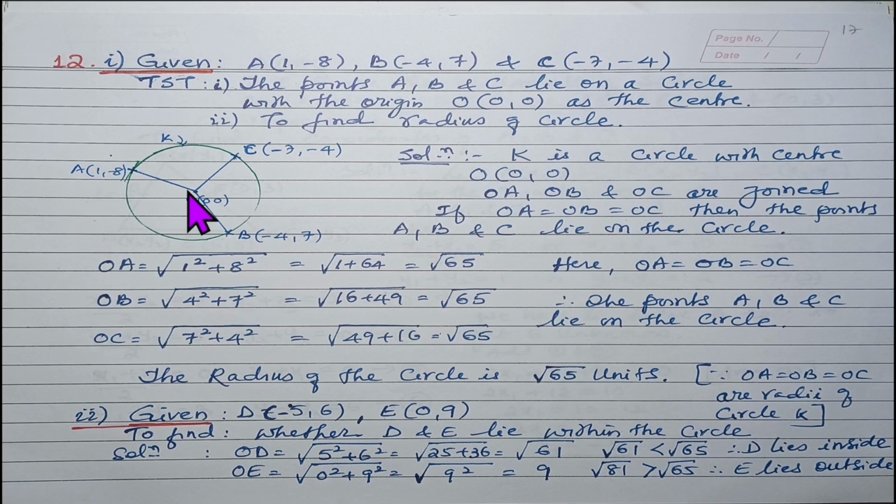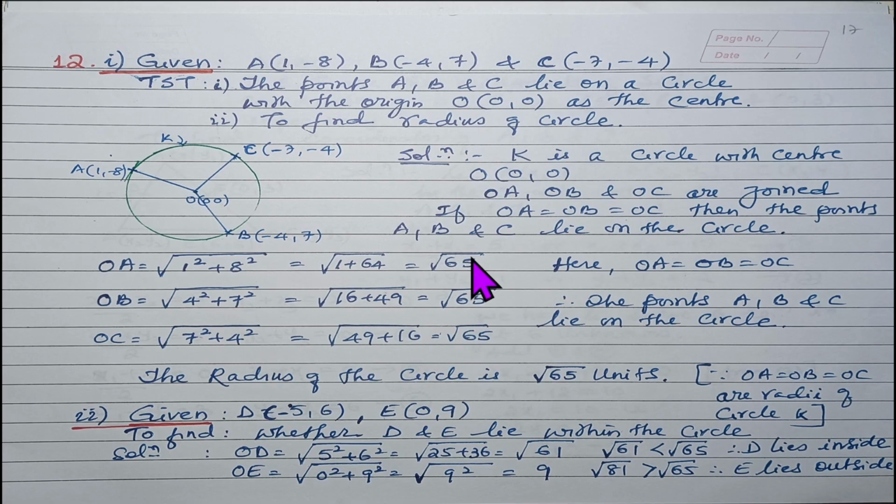Now if I have to find out OA, then it is 1 minus 0, that is 1 square, 8 minus 0, that is 8 square, so therefore it will be root of 1 plus 64, that is equal to root of 65. Now find out OB, again applying distance formula, we get 0 minus of minus 4 is 4 square, 0 minus 7 is 7 square, so 4 square plus 7 square is equal to 16 plus 49, and that is root 65 again. Now to find OC, again 0 minus of minus 7 is 7 square, 0 minus of minus 4 is plus 4, that is 4 square, 7 square plus 4 square, again root 65.